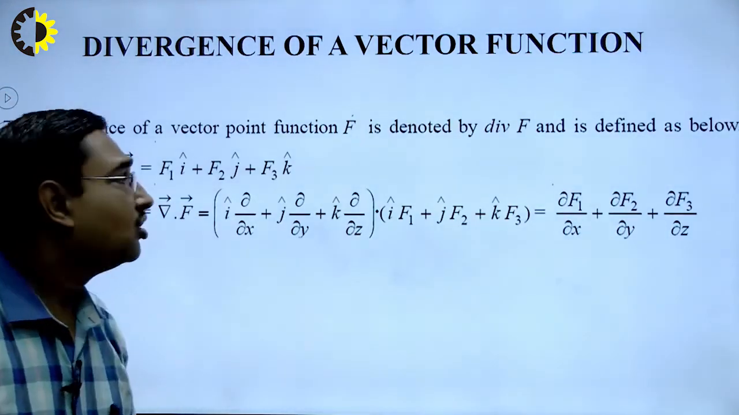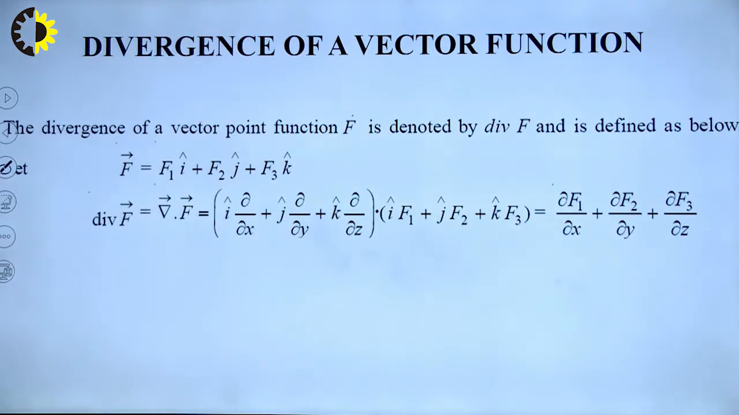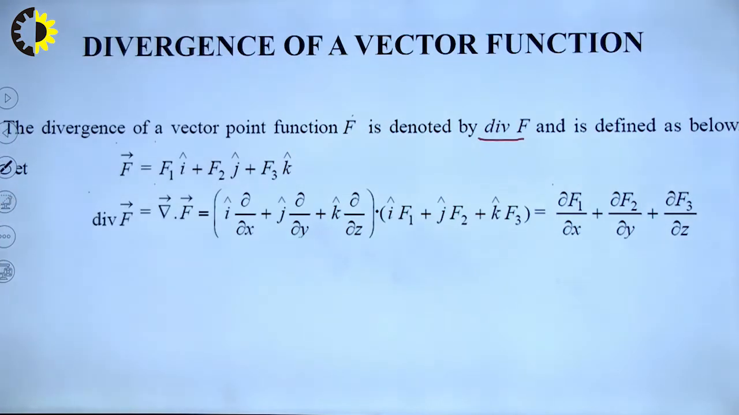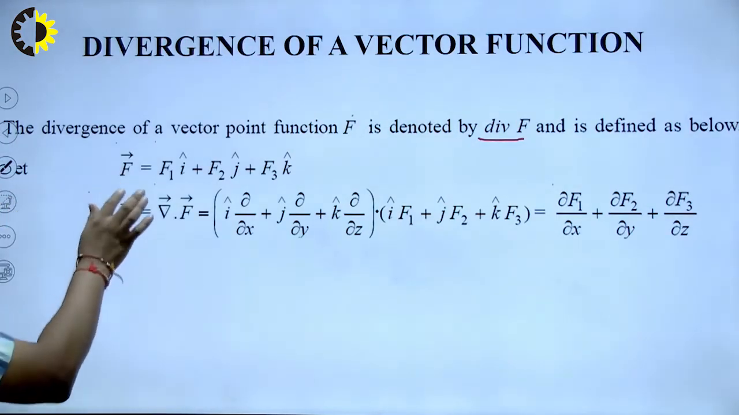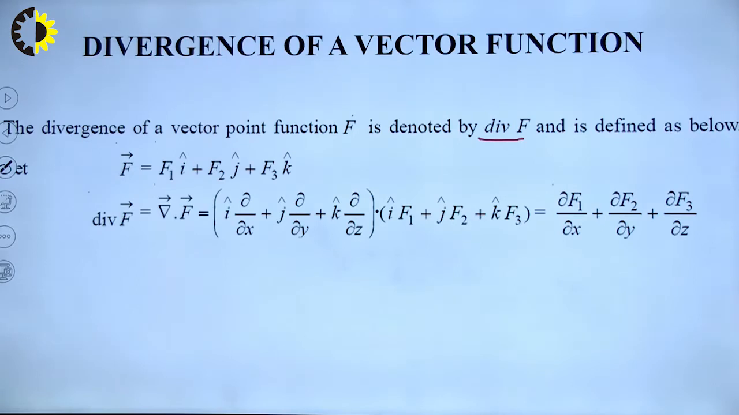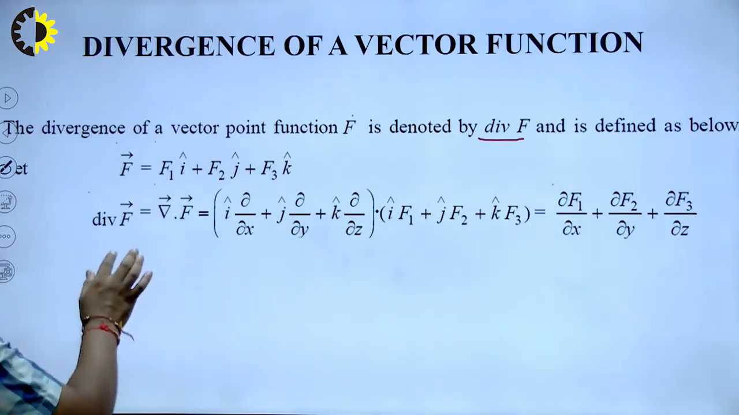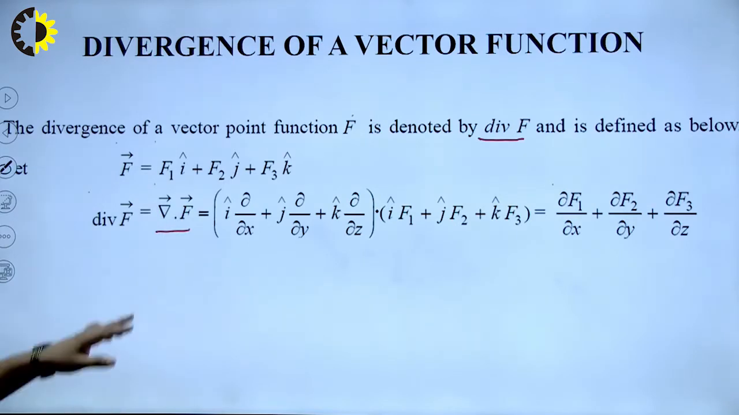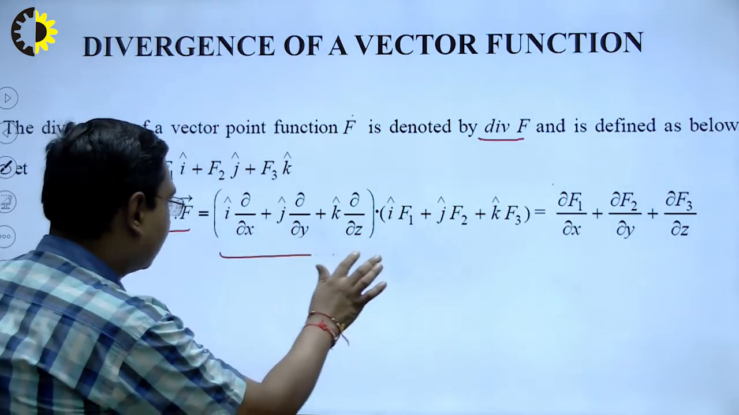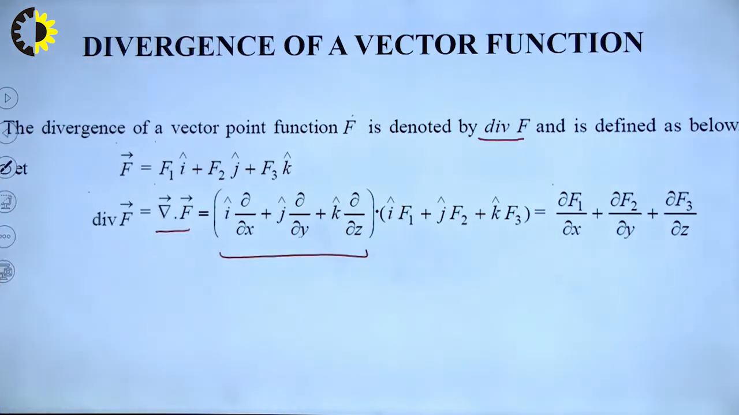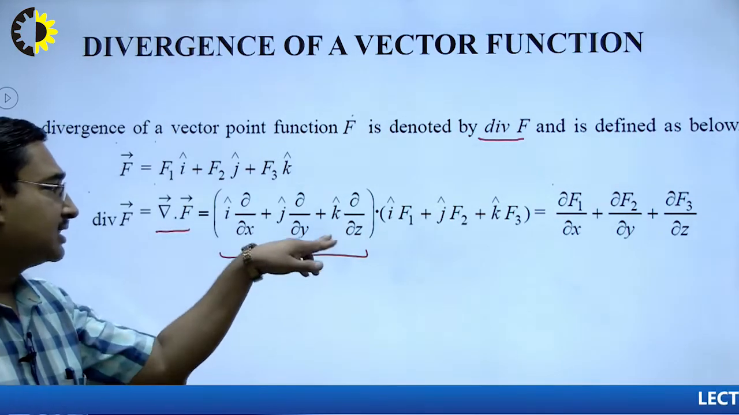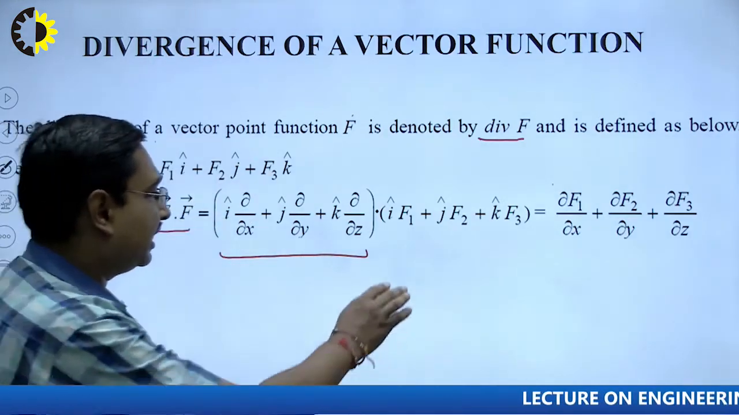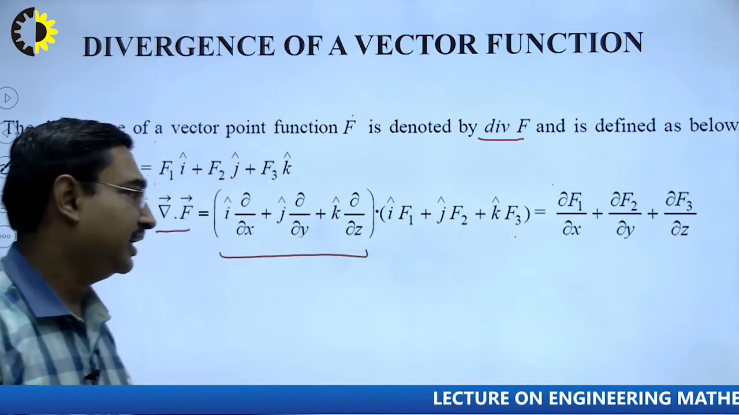The divergence of a vector point function f is denoted by div f and is defined as below. If f is f1 i cap plus f2 j cap plus f3 k cap, then divergence of f is nothing but del dot f. Del was this operator: i cap del over del x plus j cap del over del y plus k cap del over del z.